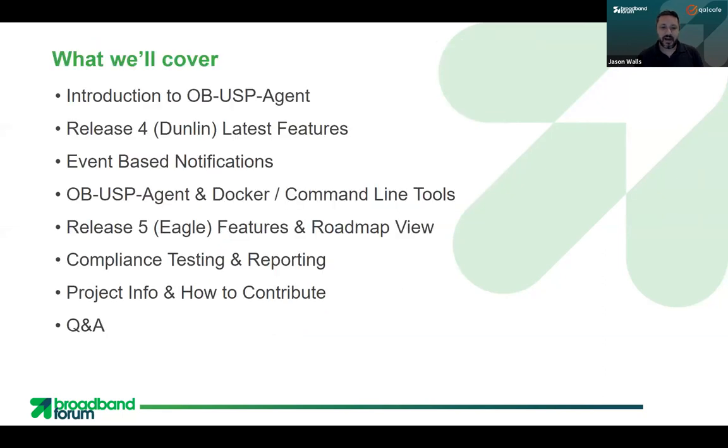All right, so this is what we're going to cover today. John's going to go into a little bit of the introduction of what the OB-USP agent is for those people who aren't immediately familiar. Just a brief overview of what it is, what we've been using it for, what it does, what it doesn't do. And then he's going to cover the latest release, which was release 4 or the Dunlin release. They're all named after birds. And then Liam's going to go into a couple of the newer features, including event-based notifications, how to use the Docker commands and the deployment tools of the OB-USP agent. And then John's going to go back and give us a little bit of a roadmap view of release 5 or the Eagle release. And then I'm going to talk a little bit about compliance testing and reporting when it comes to the OB-USP agent, and then how you can get involved. And then we'll have a Q&A at the end. But like I said, feel free to ask questions at any time.